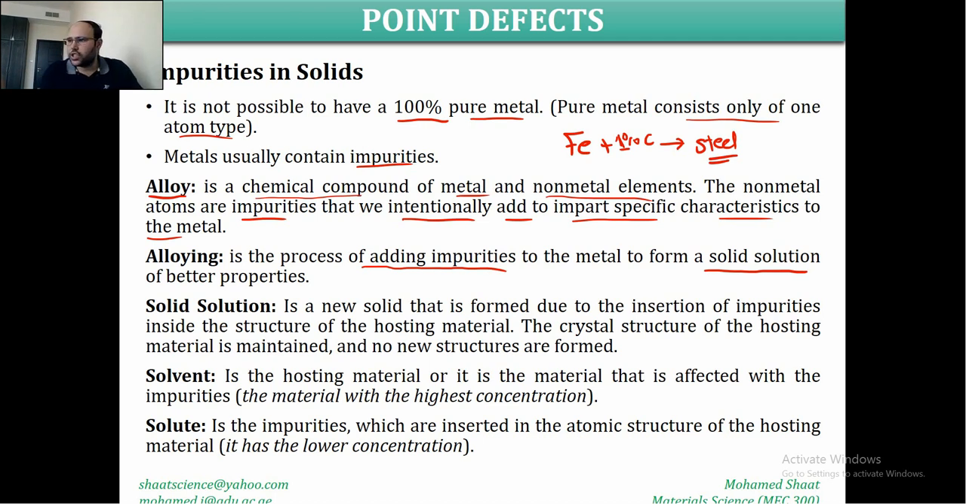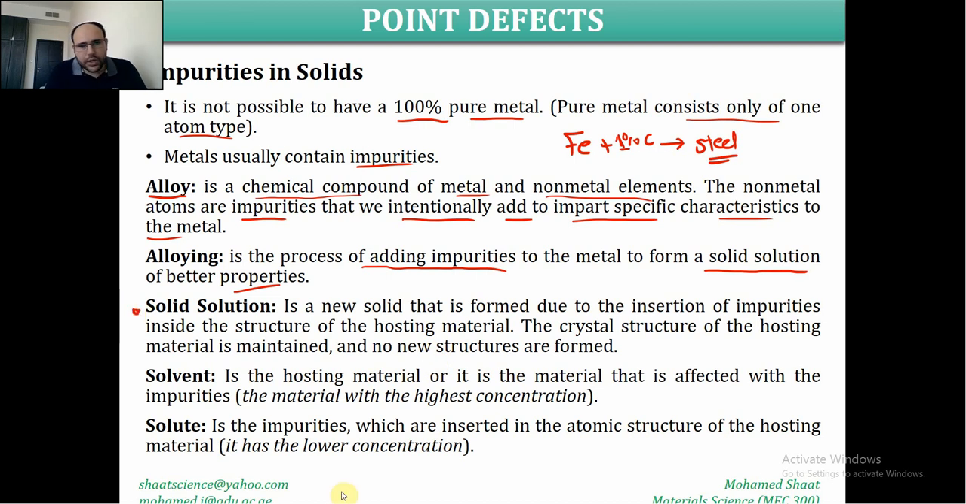Steel is not carbon. Steel is not iron. But it is the chemical composition, the alloy of iron plus carbon. So it is a new material, a new solid solution. This new material that forms, which is counted as an alloy, is known as a solid solution in general, of better properties. So this is the meaning of alloying. Alloying is the process of adding the impurity with the aim of enhancing the properties of the metal, and this will result in a solid solution of better properties.